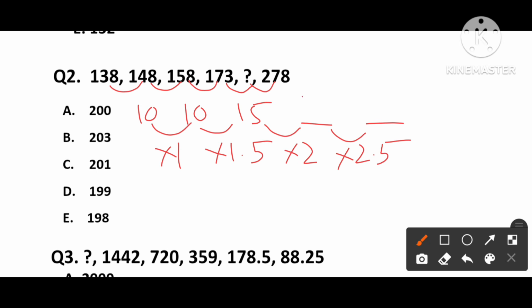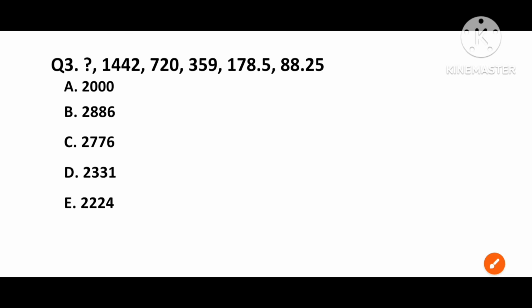So 15 2 times will be 30. 30 and 2.5 times means 75. So 173 plus 30. It is 203. 203 plus 75 we get 278. So the answer will be 203. Option B is our answer. Now we are moving to question number 3.